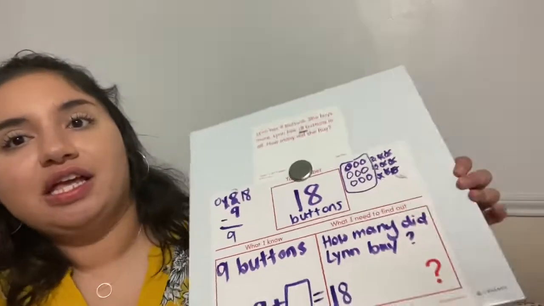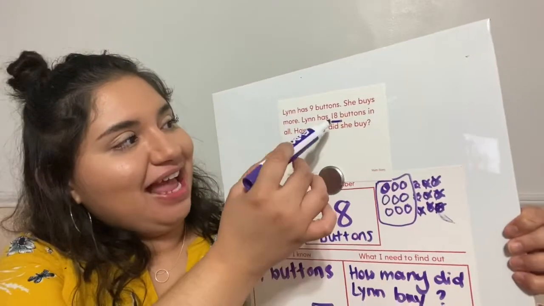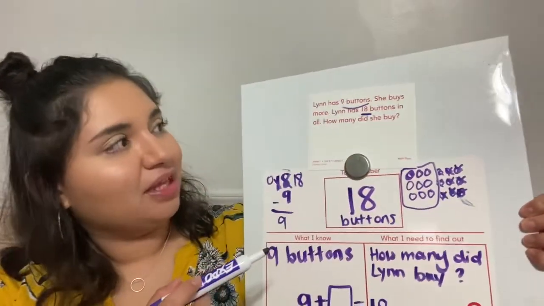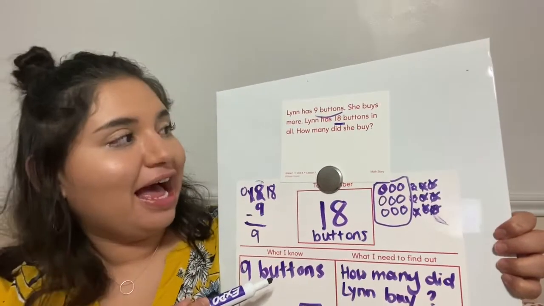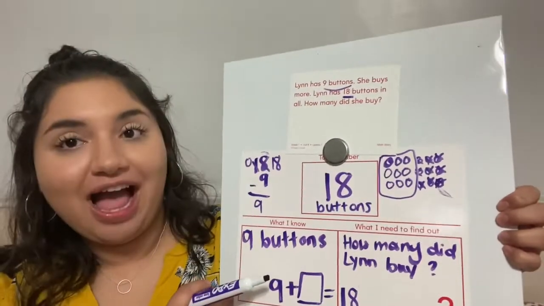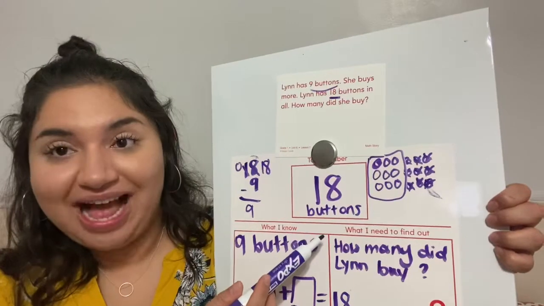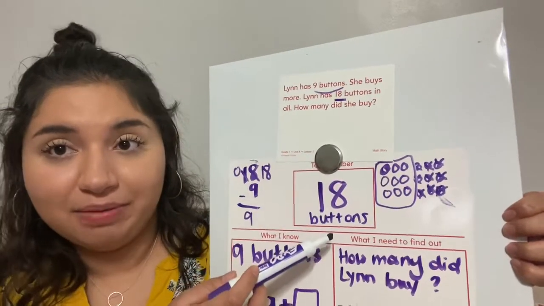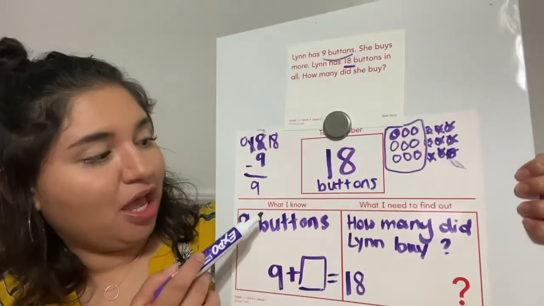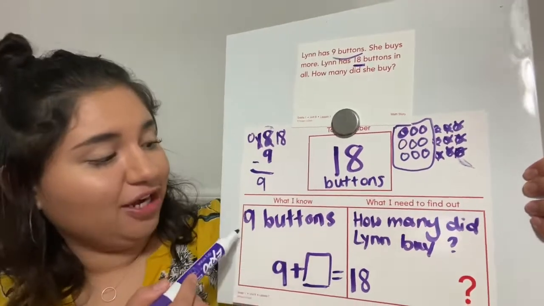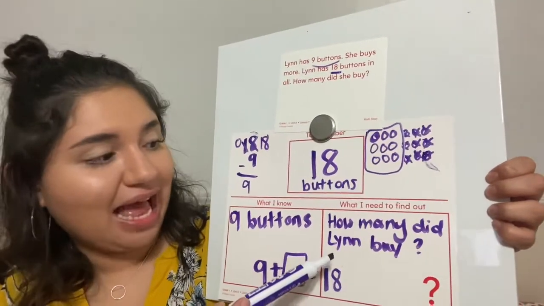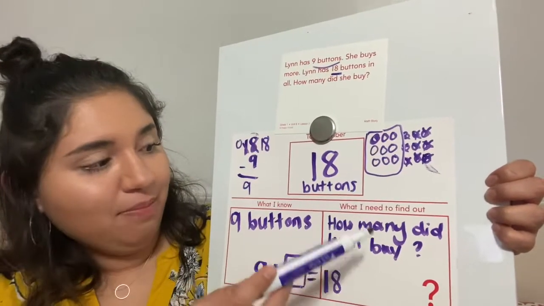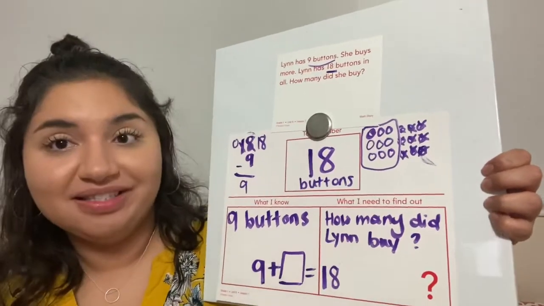So let's go over our last problem. Now for our last problem, Lynn has 9 buttons and she buys more. Lynn has 18 buttons in all. How many did she buy? So I know that the total number of buttons that she has is 18. So in that total number box, I wrote 18 buttons. In the what I know box, I know that she has 9 buttons. And the what I need to find out box, I know that I need to find out how many did Lynn buy. So how many buttons did she buy?